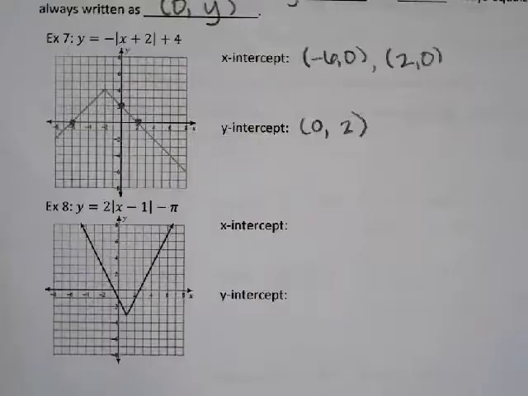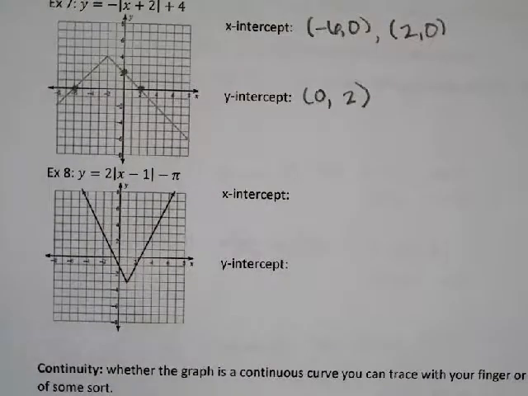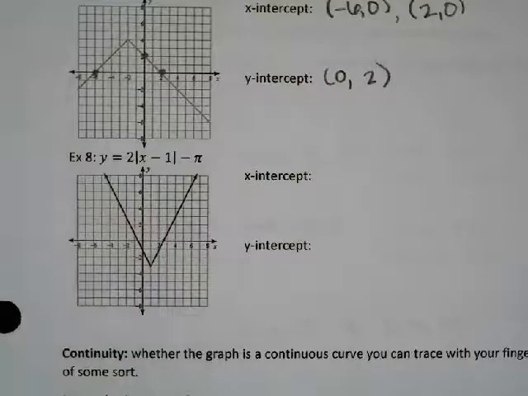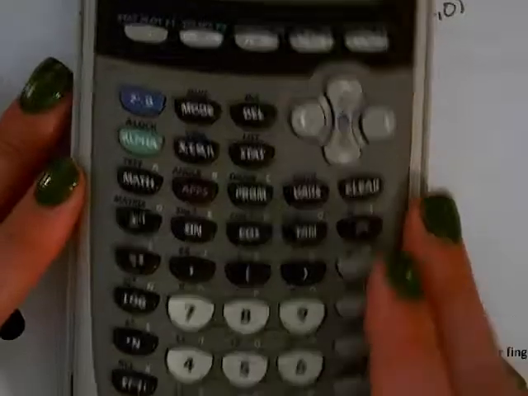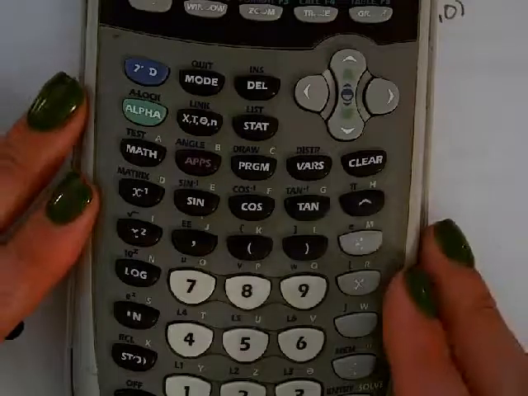Example 8, I purposefully made it an equation that we would not be able to see what they are just by looking at the graph. I made it one we would have to plug into a calculator. So what we're going to do is grab those graphing calculators. And just to practice clearing them, anyone know how to clear a graphing calculator?